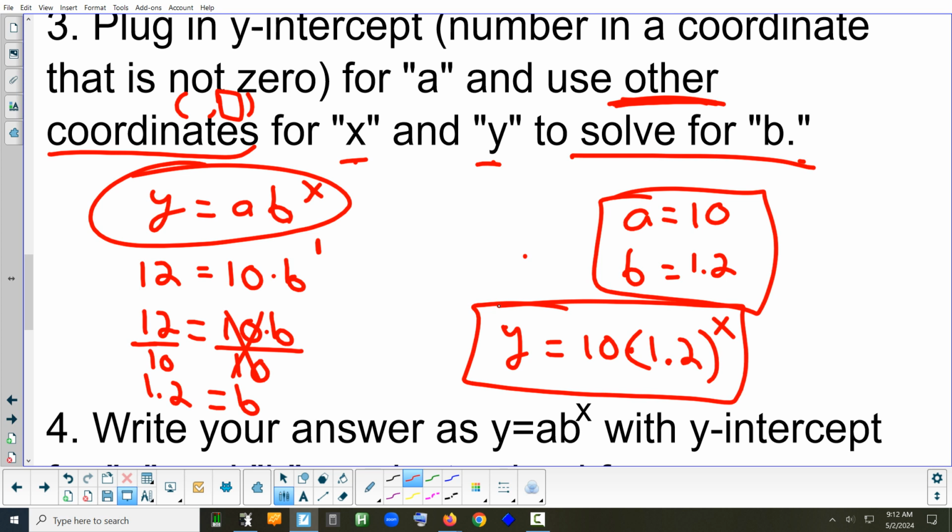So just to be clear, we only filled in for the x and y temporarily because we didn't know b. Once we get b, we don't fill in for them again. We just leave our answer the way we're always used to seeing it. Put the a, put the b, and you're done.